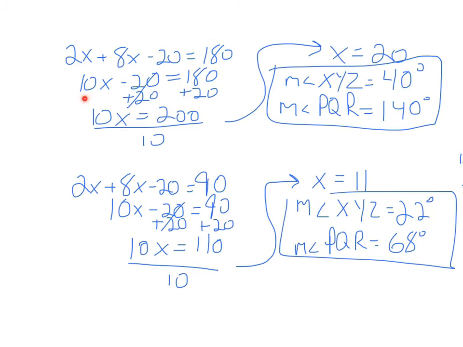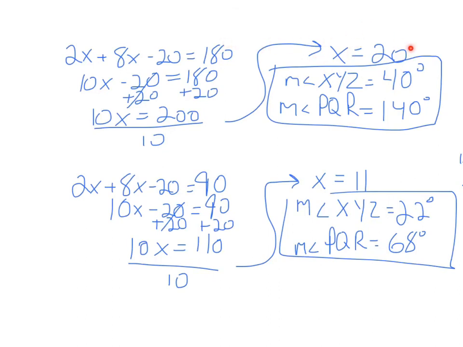Combine like terms, I get 10x minus 20 equals 180. I now need to solve for x, so I add 20 to both sides. I get 10x equals 200. Divide by 10. That gets me x equals 20, which is great, except if you stop there, if this was a test, you would lose a majority of the points of the question because the question doesn't say solve for x. It says find the measure of each angle.